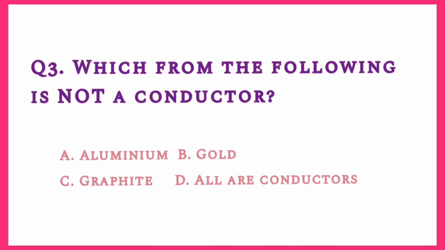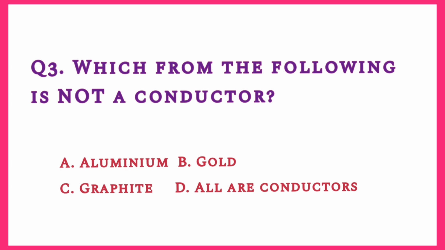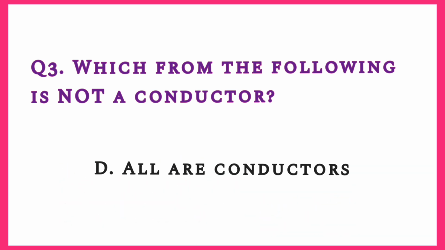Which from the following is not a conductor? A. Aluminium, B. Gold, C. Graphite, D. All are the conductors. The right answer is all are the conductors.